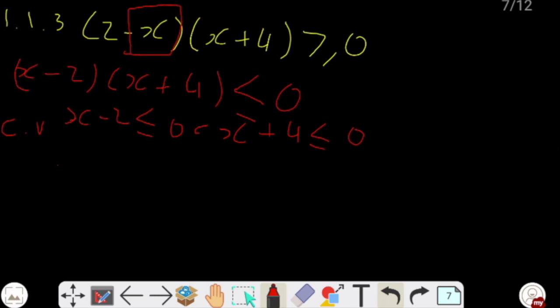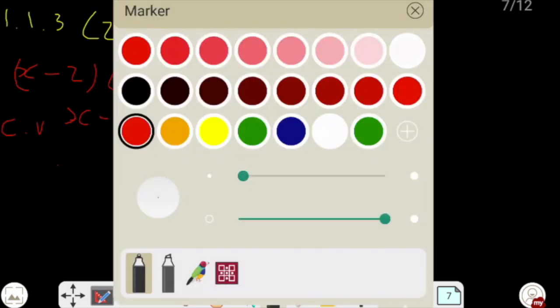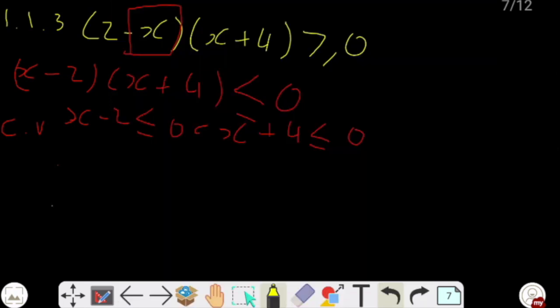Now I think by now you guys should have caught up to my method of solving inequalities. You will have your number line, and then you will have your values. In this case we have a negative 4, and we have a 2, right?